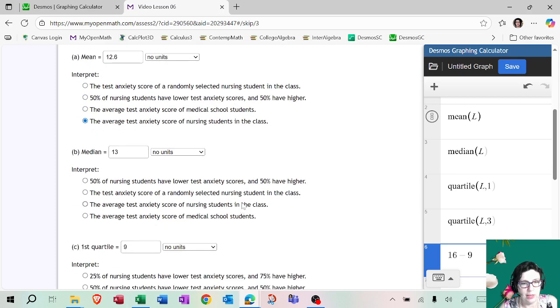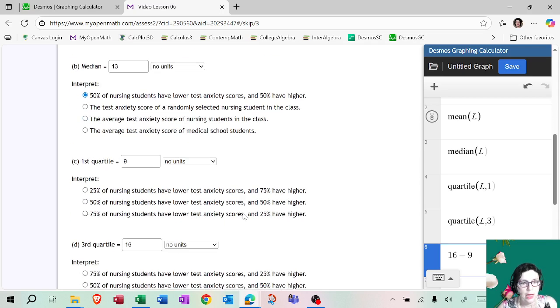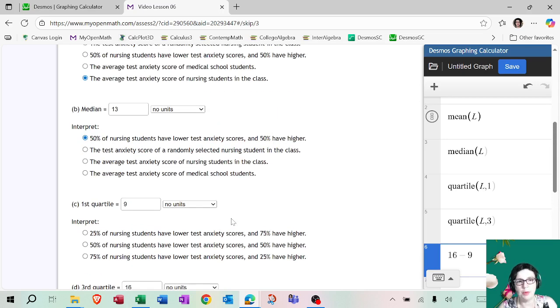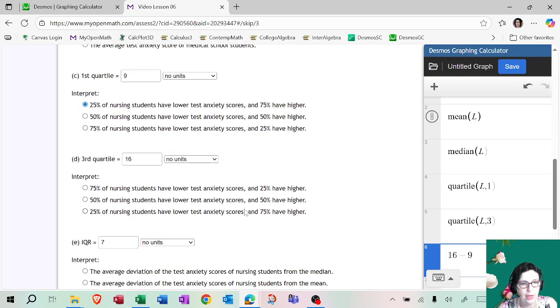Now, as far as the median, it divides the data in half, 50% below, 50% above. So we will say that 50% of students have anxiety scores less than that, and 50% have more than that. So that would be this one. As far as the first quartile, it's the same thing as the median, except it's 25, 75. So 25 below, 75 above. So very easy to remember. So that would be this option. If it is the third, it's the other way around. So like switch them. So 75% below, 25% above.